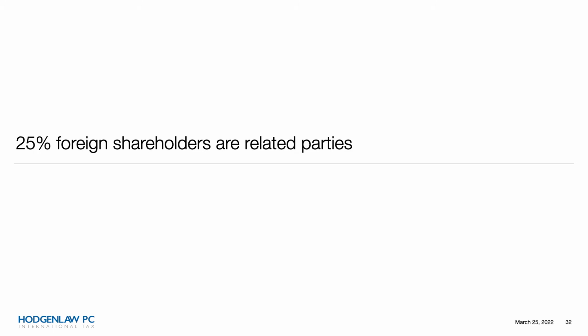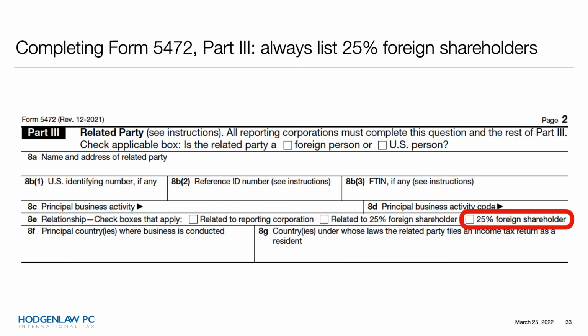So first checkbox, 25% foreign shareholders are related parties. Here we are, the far right checkbox, 25% foreign shareholder, pardon me. You're going to look at part 2 of your Form 5472, where you did all that work identifying the 25% foreign shareholders. And anybody who is on that list, including those intermediate people that you don't have to report in part 2, but in fact they are 25% indirect foreign shareholders, those are going to be related parties.